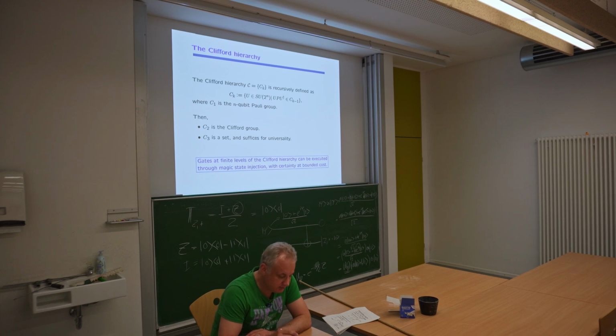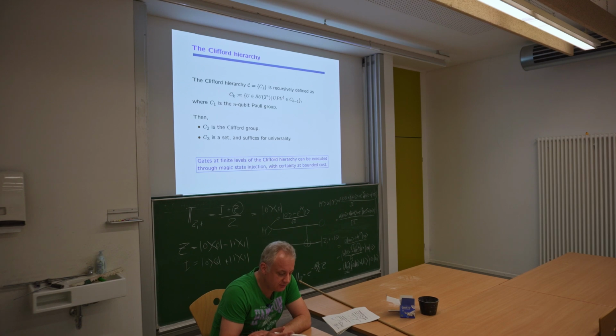So now let's try to parse it. The second level in the hierarchy is what maps Pauli operators under conjugation to the previous level, which was level 1. So it maps Paulis to Paulis. We know what that is. That is the Cliffords. So the second level of this hierarchy is the Clifford group.